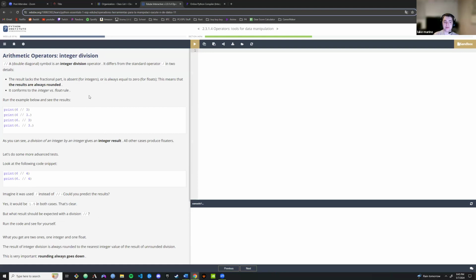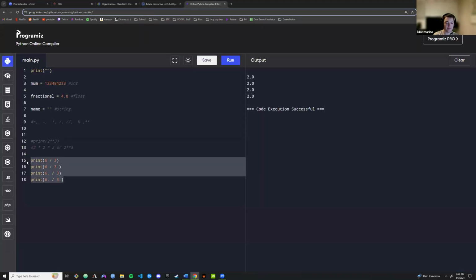We have another arithmetic operator, which is the double diagonal, the integer division operator. It's different from the standard operator in that it'll return an integer instead of a float every single time. This is pretty strange, but let's try running these examples here. What do we think this is going to evaluate to?